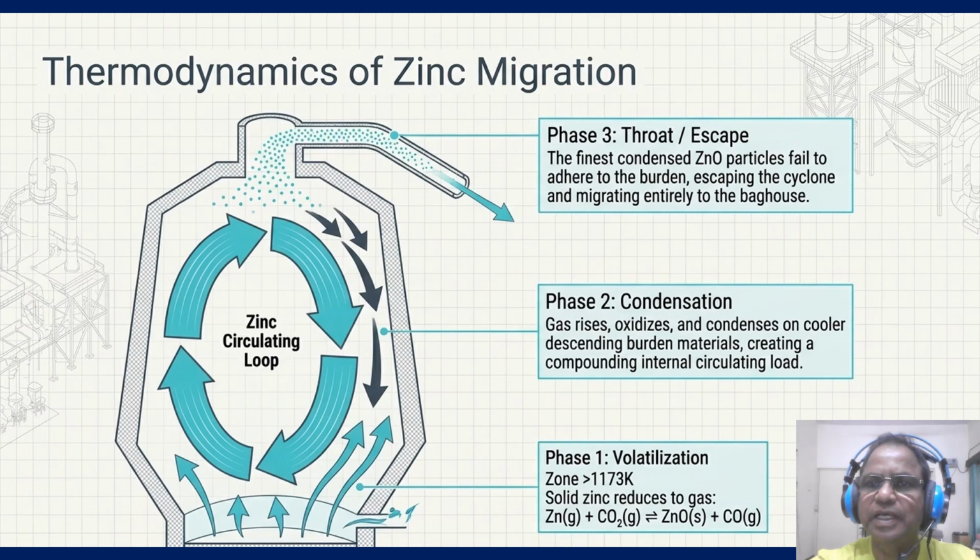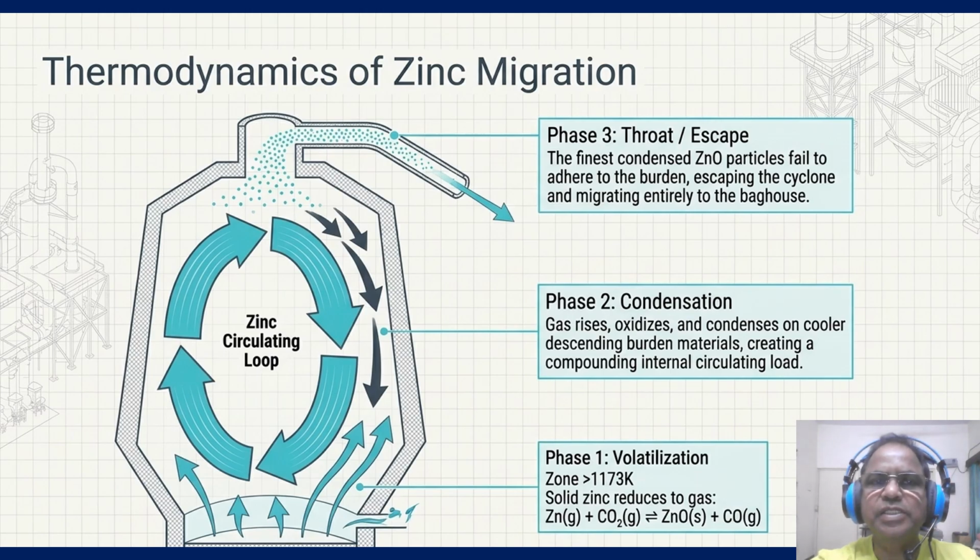However, in phase 3, the escape, the thinnest, finest condensed zinc oxide particles fail to adhere to the burden. They are swept out in the top gas, bypassing the primary cyclone and migrating almost entirely to the secondary baghouse. This migration is why the baghouse is not just a filter, it's a chemical concentrator. If this loop is not broken, the internal circulating load will eventually lead to lining wear and operational instability.